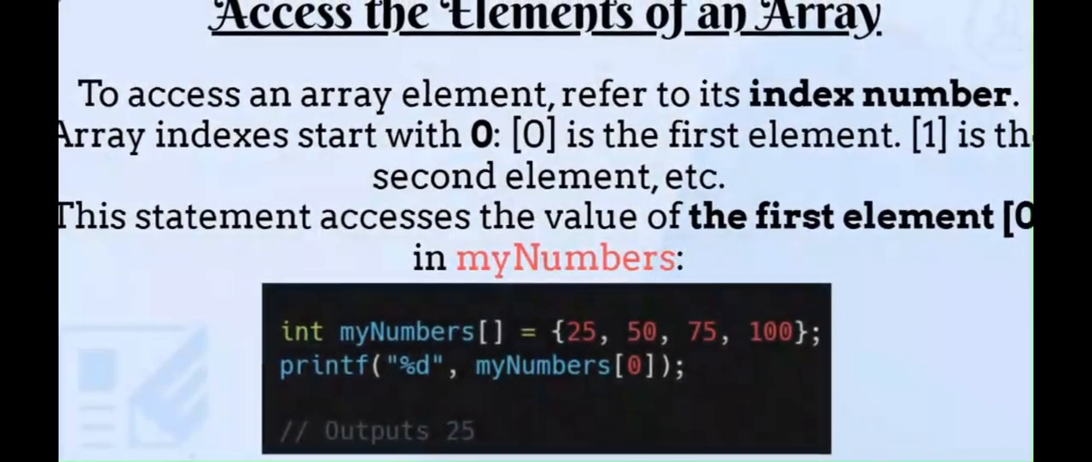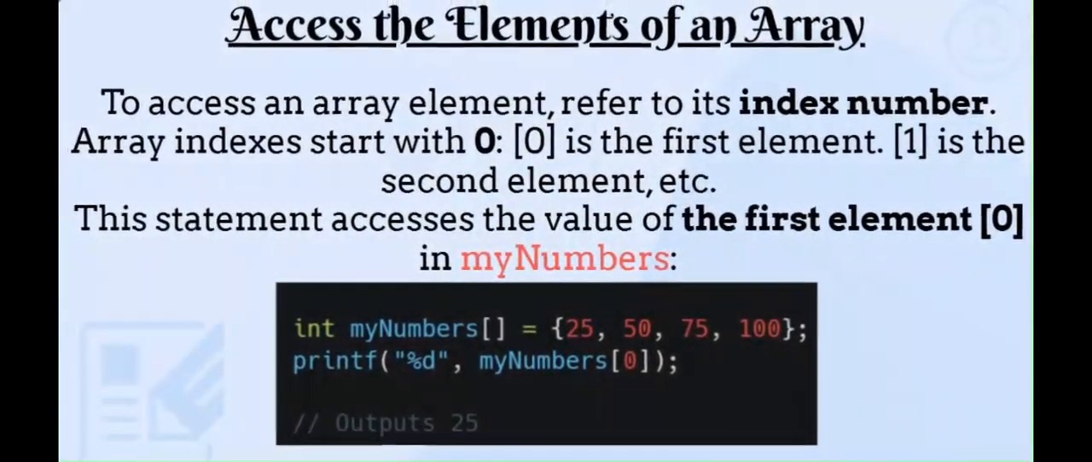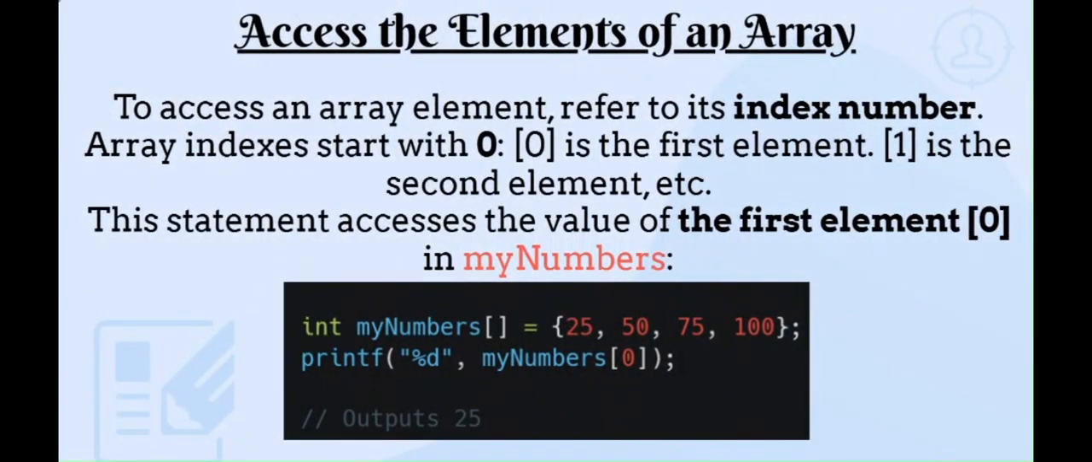Access the elements of an array. To access an array element, refer to its index number. Array indexes start with 0: 0 is the first element, 1 is the second element, etc. This statement accesses the value of the first element, 0. In myNumbers, the value of the first element is 25.